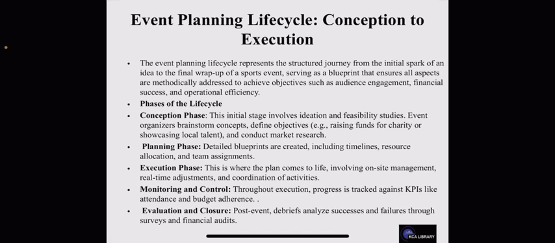So now we're looking at the phases of the life cycle. We have different phases when we are talking about the events planning life cycle: the conception phase, the planning phase, the execution phase, the monitoring and control phase, and the evaluation and closure. This is just a step by step that everyone can easily relate to. The conception phase is the initial stage which involves ideation and feasibility studies. Event organizers come together to brainstorm concepts, define objectives, and decide. This involves raising funds for charity or showcasing local talents, and conducting market research.